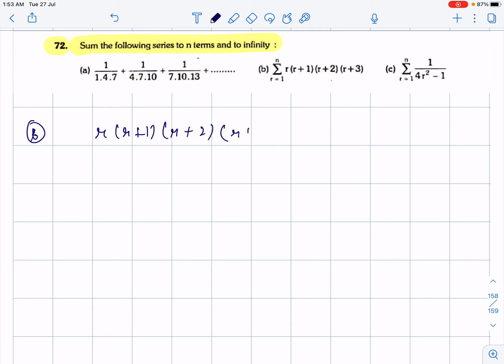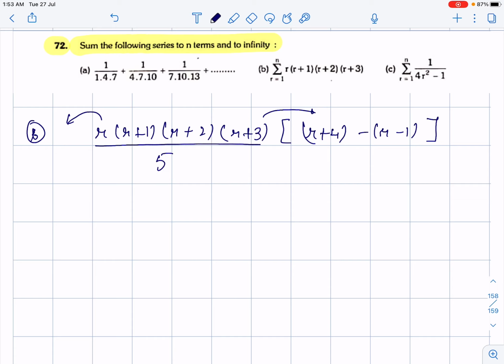So I will bring it in the form of the method of difference. After r plus 3, what will come? r plus 4 will come, that means just after r plus 3. And just before r, what will come? Minus (r minus 1) I will write over here, so that we may bring it in the form of the method of difference. And since I have multiplied it by 5, I would have to divide it by 5.